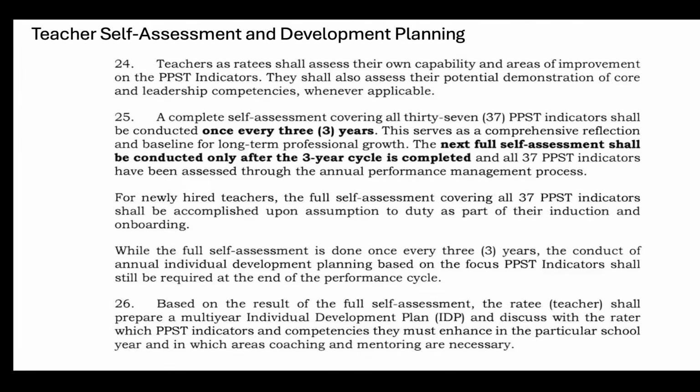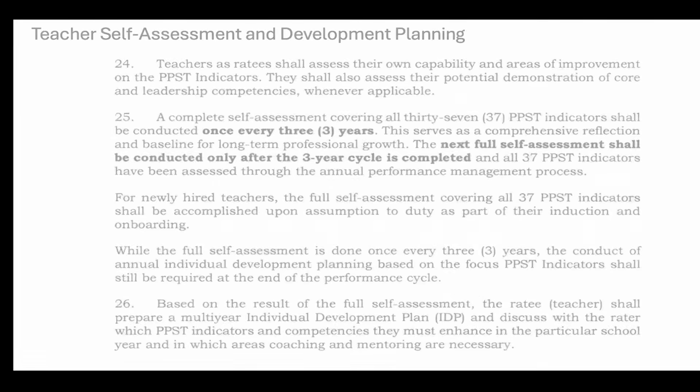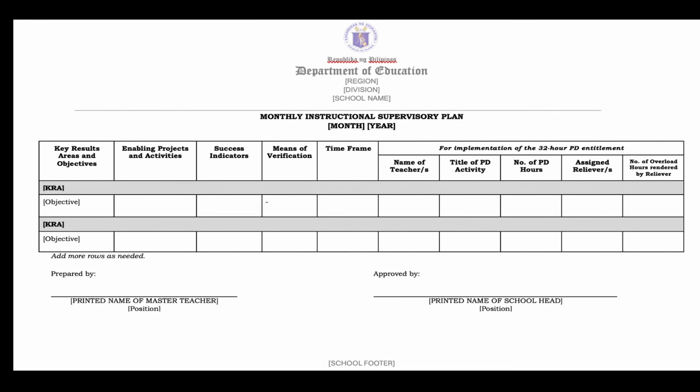improvement. But remember, this is self-assessment, and you have to discuss this with the rater, with the PPST indicators and competencies, and they must enhance in the particular school year and in which areas coaching and mentoring are necessary. And of course, now this is an example of the monthly instructional supervisory plan.